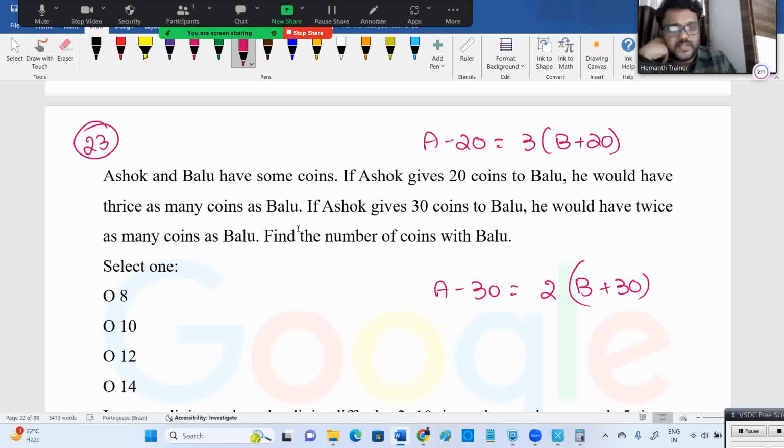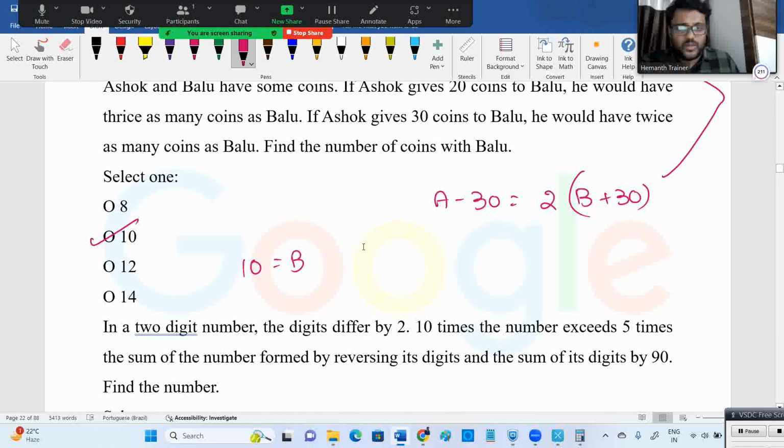Now how many coins Balu is having? Subtracting these two, A cancel. 10 equal to B. That's it. B value is 10. Subtract these two equations. A cancel. Difference is 10. 3B plus 60, 2B plus 60. 60 cancel. B equal to 10. How many coins Balu is having is 10.